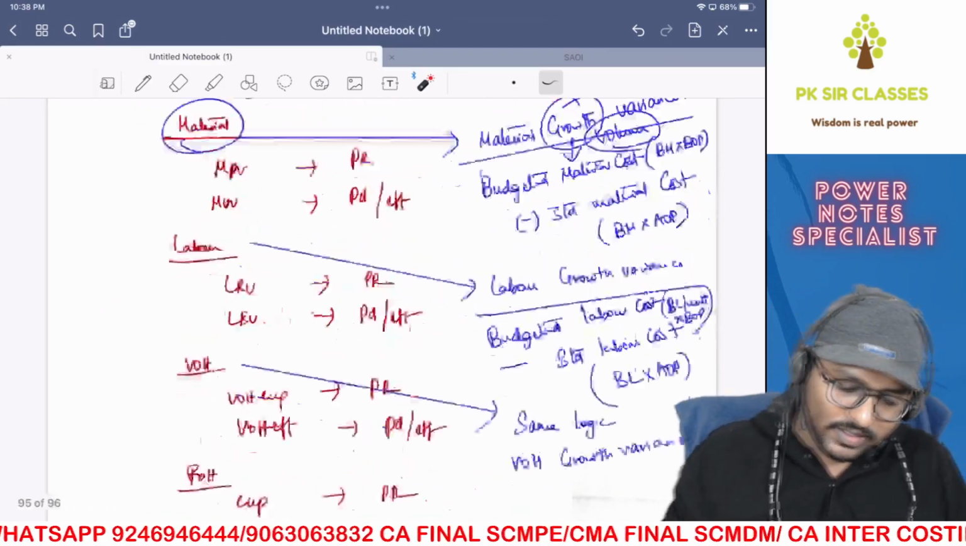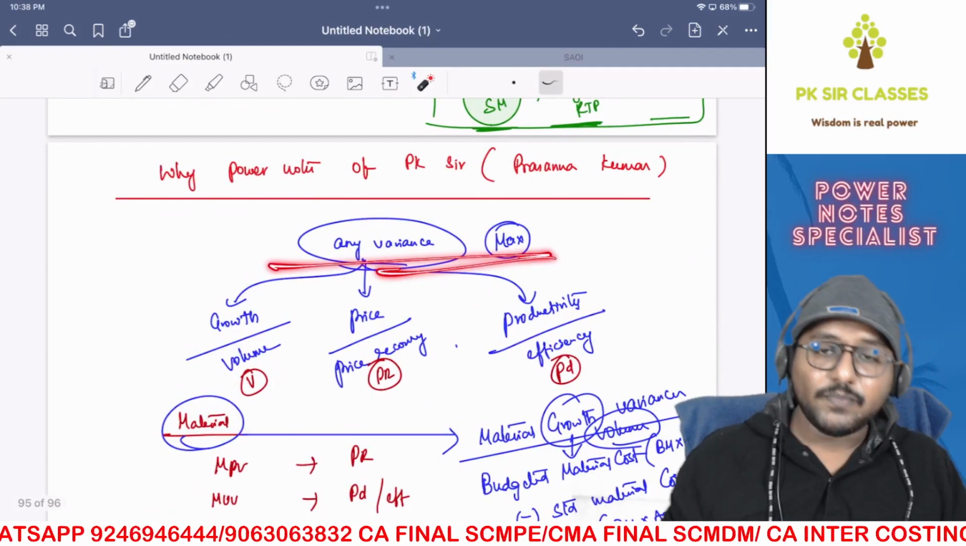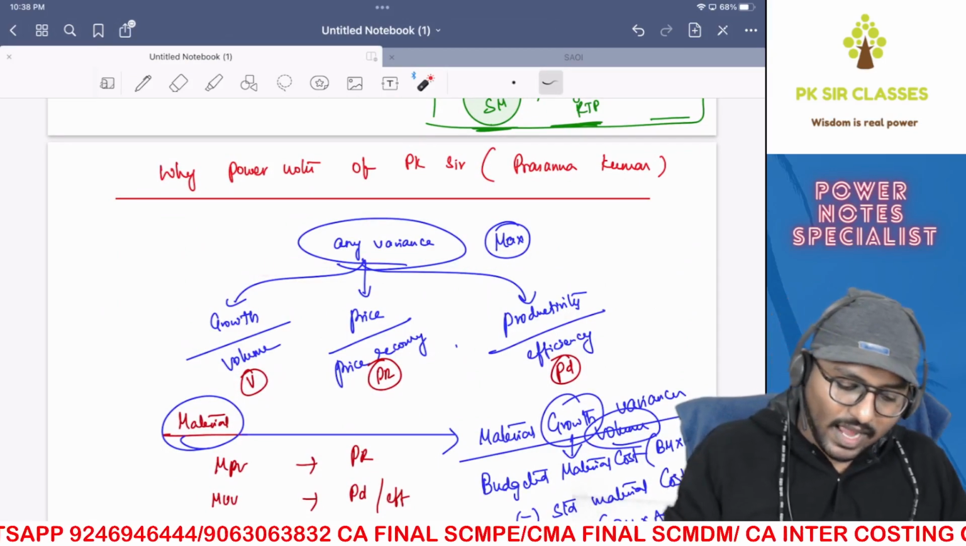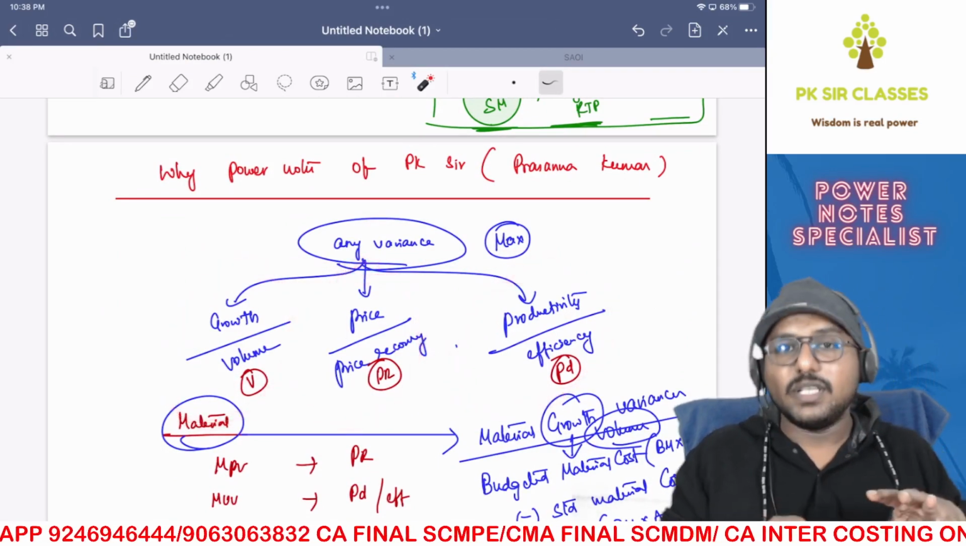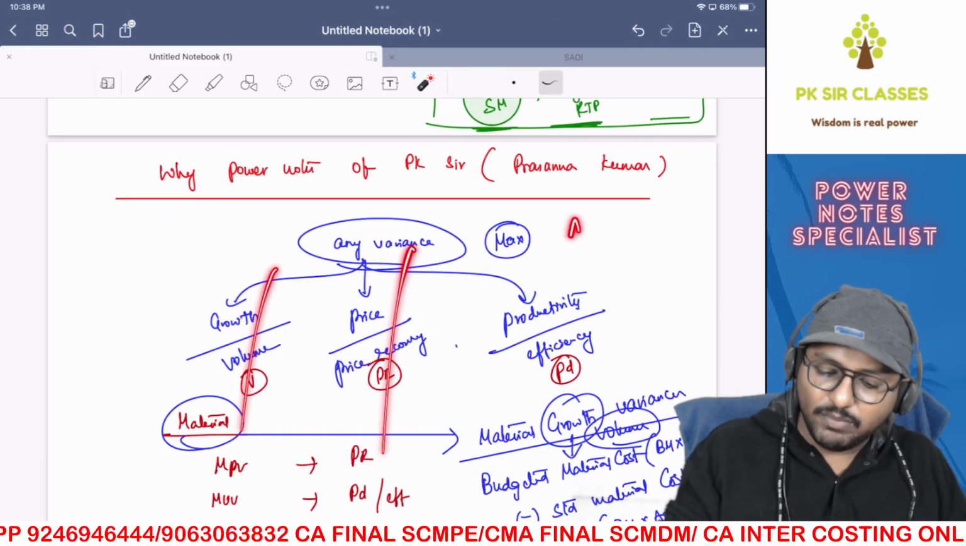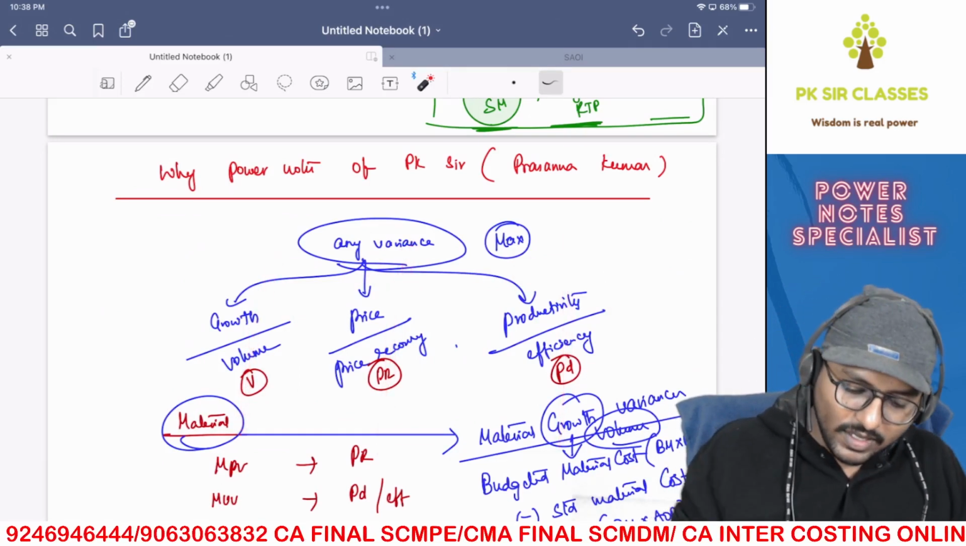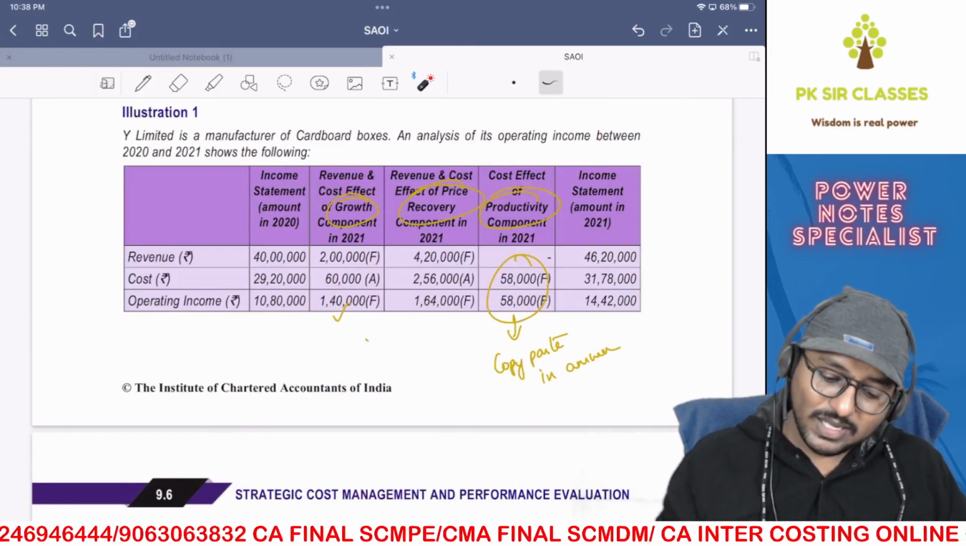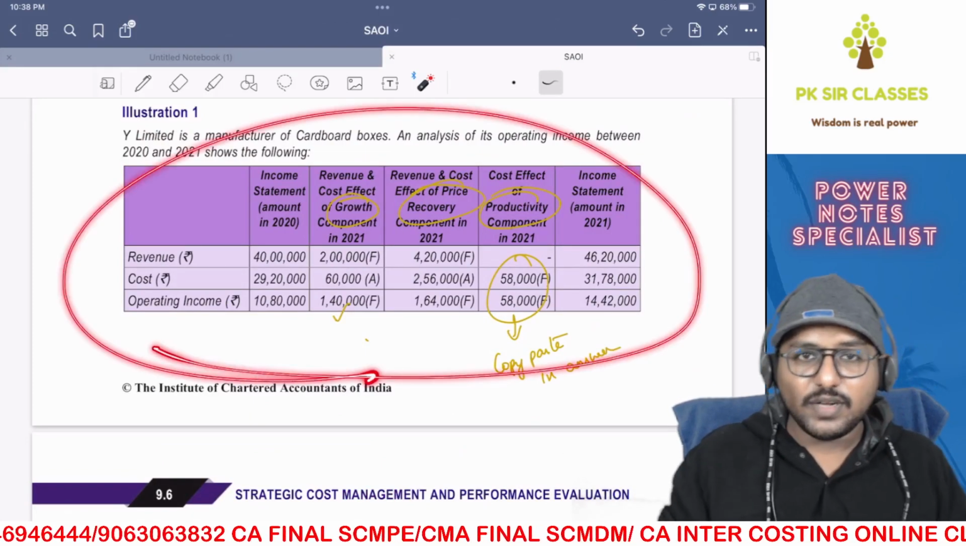I told you here itself that any variance, maximum they'll have these three angles if you see them from these three perspectives: growth angle, price angle, productivity angle. Are you able to get me? That's what he has given in this particular question as well. So what is it that he's trying to ask? Already he has done the reconciliation.